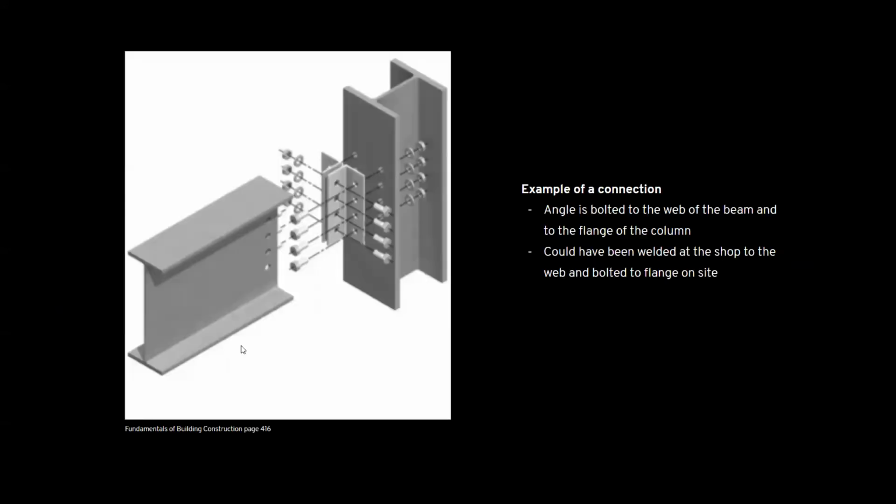Now, going back to the example that Kay brought up, here we can see an example of bolting in which this angle piece is being bolted to the web of the beam and the flange of this column. Similarly, this could have been accomplished by welding this piece to one side at the shop and then just bolting to the flange on site. So there are two ways that you could have gone about doing this.